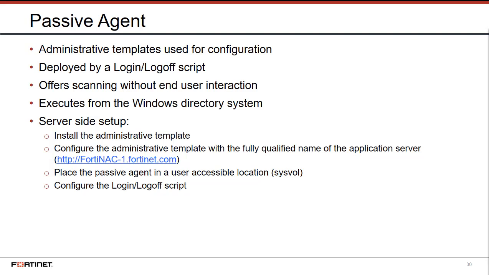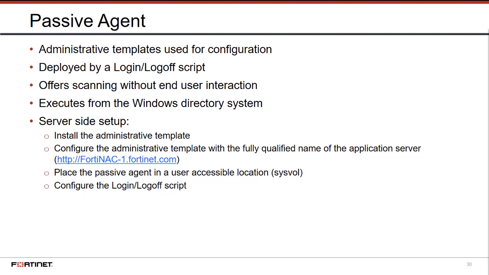And the administrative template configurations will be the fully qualified domain name of the Fortinet. This is so that when the passive agent is executed by the login script during user logon, it knows who the Fortinet is. It knows how to communicate back to the Fortinet, because it's going to send back all the host information about the host it just ran on. So this would be physical interface information, IP address information, host name, operating system. It can also perform a scan and report back scan results.